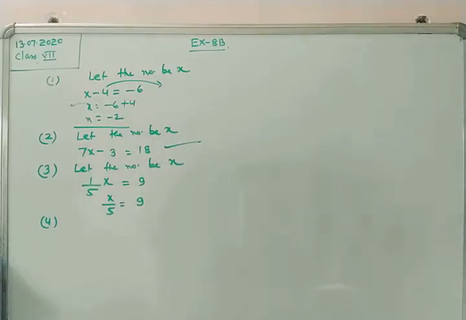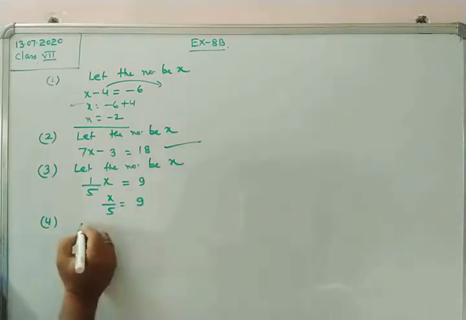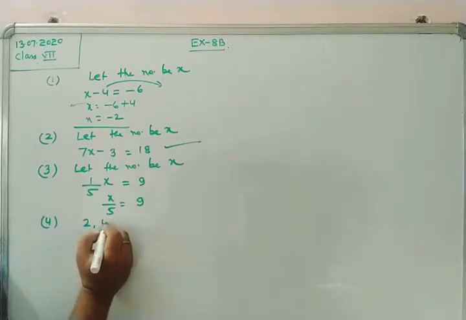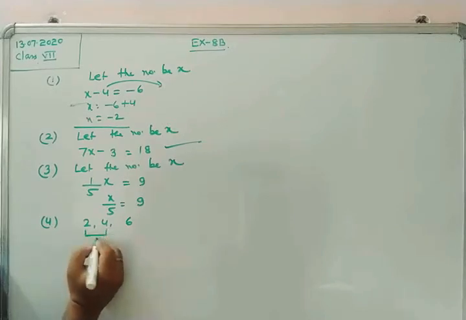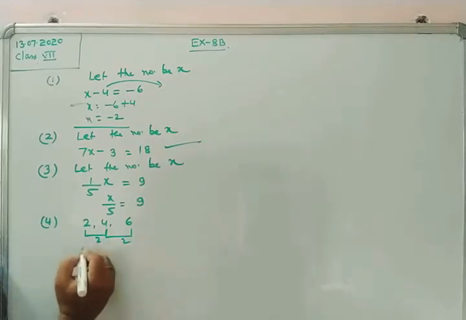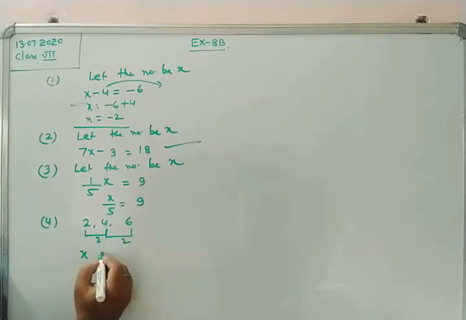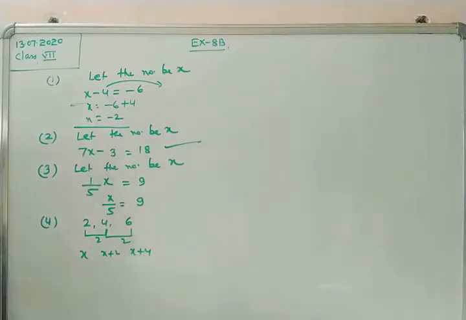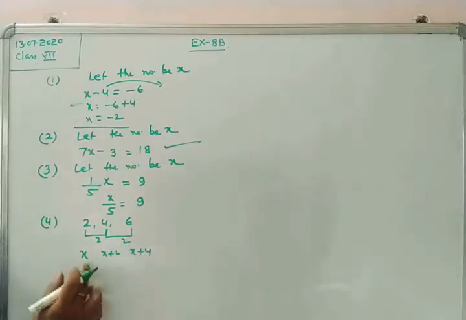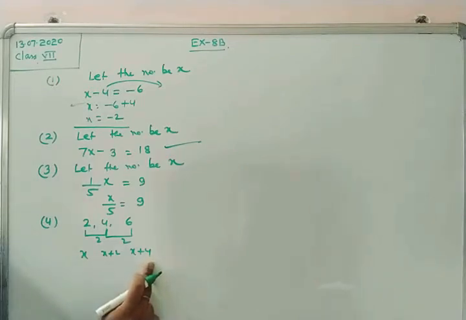Okay. Now moving to question number 4. The sum of 3 consecutive even numbers is 276. Right. Consecutive even numbers. Like, for example, after 2 what comes? 4, then 6. What is the difference between these two? I will say 2. Again 2. So suppose 2 is x. So 4 will be x plus 2. 6 will be x plus 4. Understood?